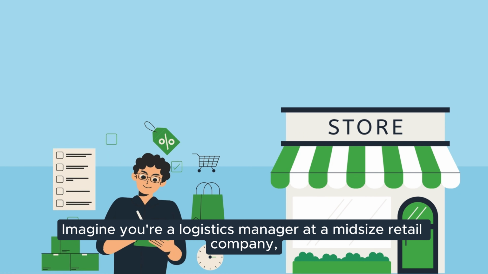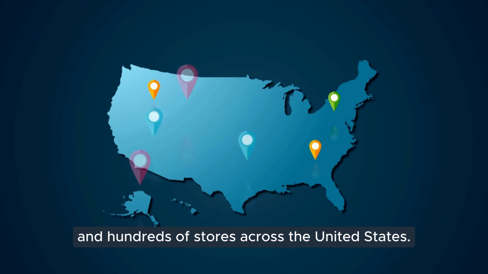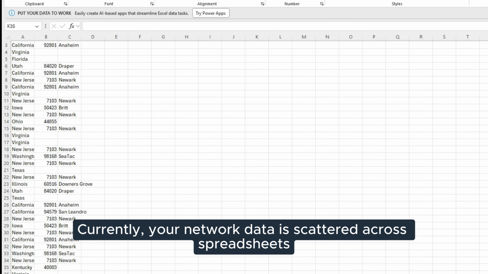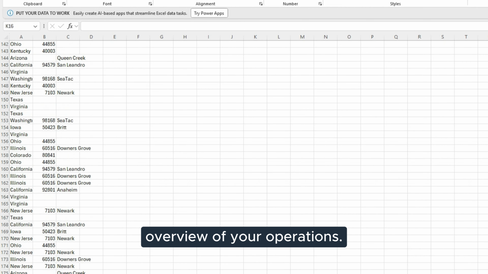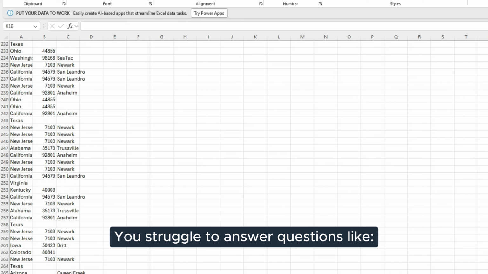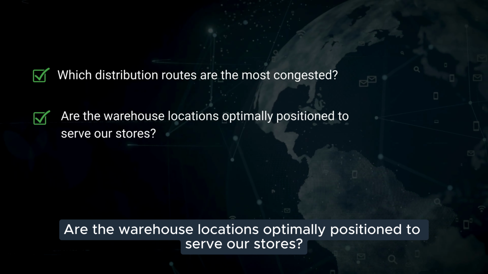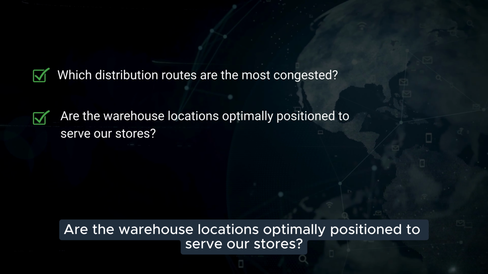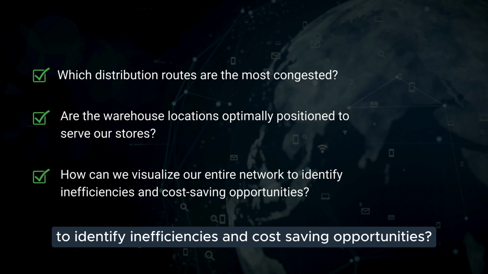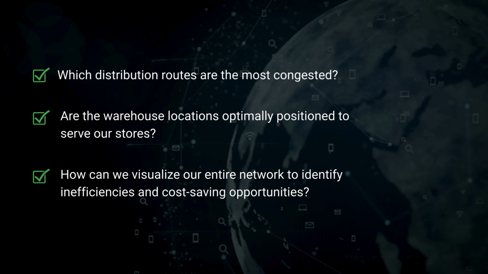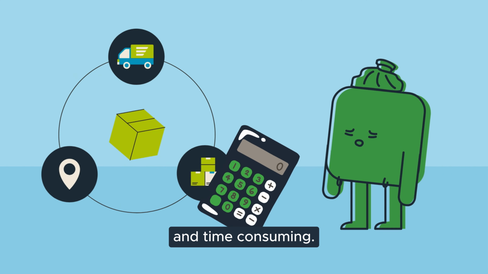Imagine you're a logistics manager at a mid-sized retail company with multiple warehouses and hundreds of stores across the United States. Currently, your network data is scattered across spreadsheets, making it difficult to get a clear overview of your operations. You struggle to answer questions like which distribution routes are the most congested, are the warehouse locations optimally positioned to serve our stores, and how can we visualize our entire network to identify inefficiencies and cost-saving opportunities. Without a proper tool, answering these questions is complicated and time-consuming.